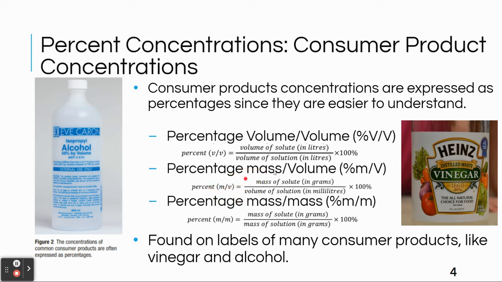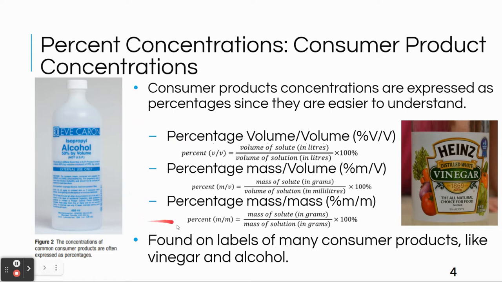Your percent MV is your mass of your solute rather than your volume of solute for VV, so mass over volume. So mass of solute in grams, this one has to be in grams, over volume of a solution in milliliters. So this is grams over milliliters times 100%. Over here, we have a percent mass, which is mass of solute in grams over mass of solution in grams times 100%. So you just have to pay attention to what's given to you in the question or in the scenario, and then you can choose which to apply to your situation.